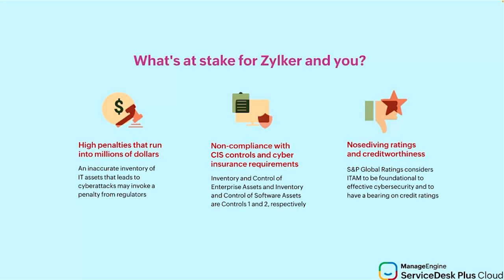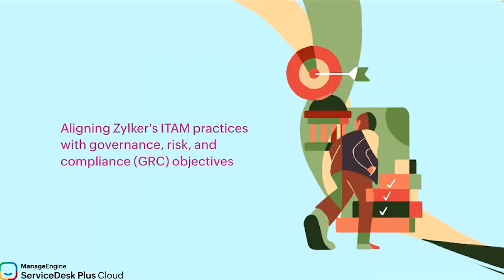The CIS controls framework does not treat IT asset management as a minor detail. The very first two controls focus on enterprise assets and software assets. Without accurate inventories, every other control from patching to monitoring to incident response rests on an unstable foundation. So, this highlights the bigger picture.